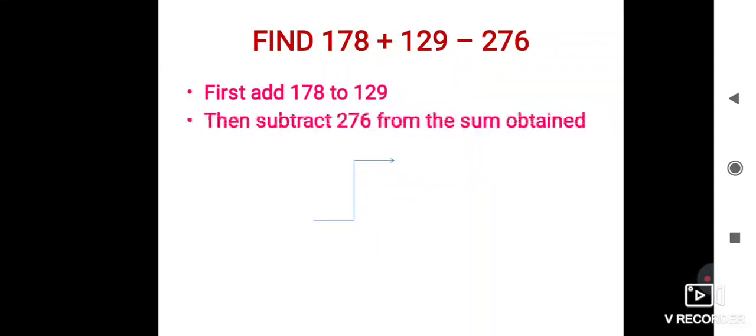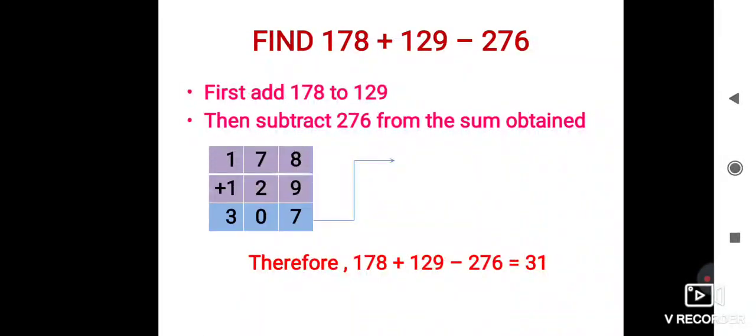Now let's take another example where you have to find the answer of 178 plus 129 minus 276. Again, you have to do it in two steps. In the first step, you will add 178 to 129. And in the next step, you have to subtract 276 from the sum obtained. In this case, you will first add and then subtract. So let's see how you will do it.